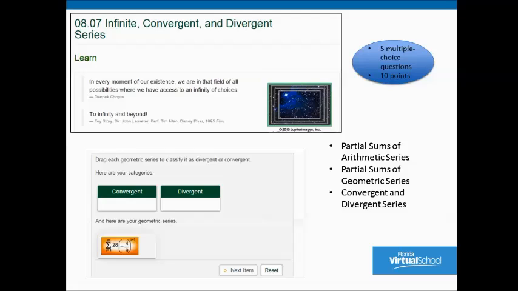807 is infinite, convergent, and divergent series. Nice little interactive so the students can tell what is divergent and what is convergent. They learn partial sums of arithmetic series, partial sums of geometric series, convergent and divergent series. This assessment is 5 multiple choice questions worth 10 points.